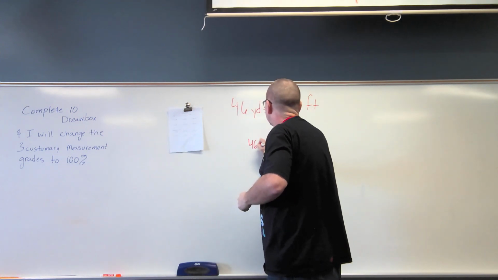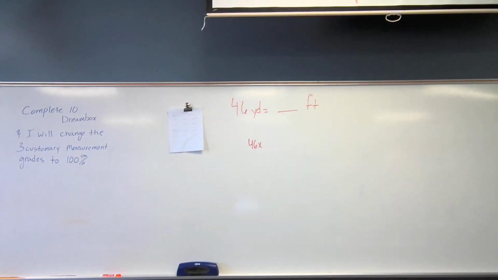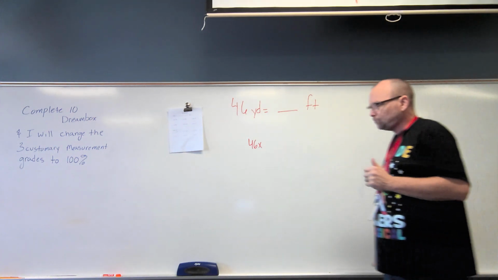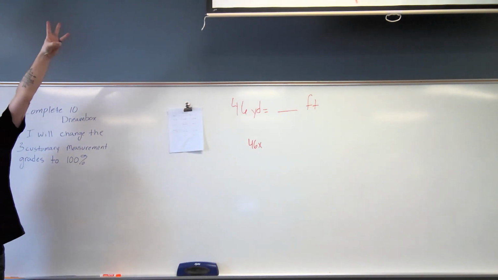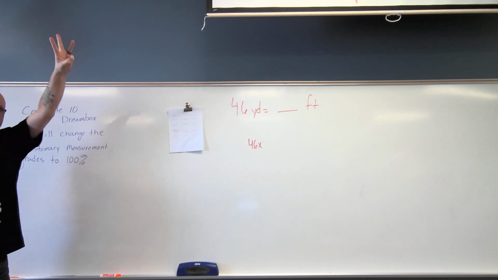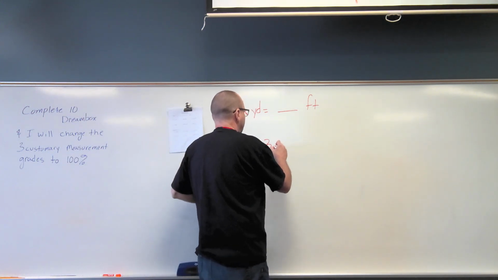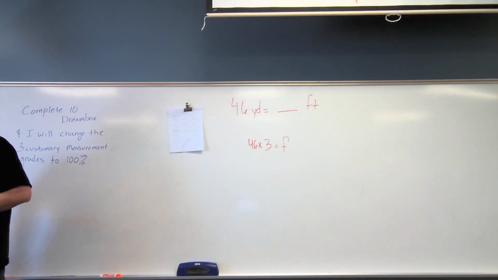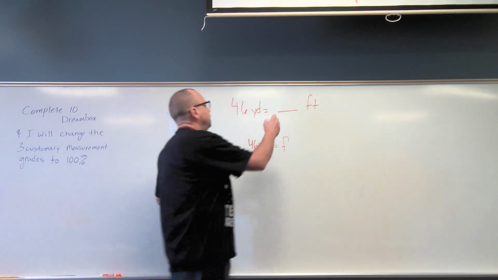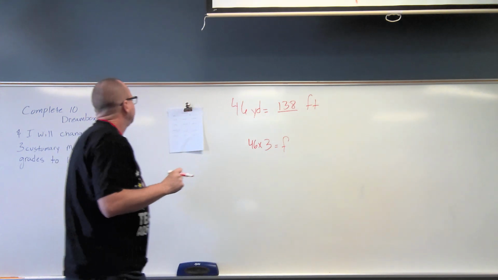We have to multiply 46 times the number of feet in 1 yard. How many feet in a yard? 3. So we have 46 times 3, and that's going to give us our feet. 46 times 3 is 138. What if we have 15 feet?